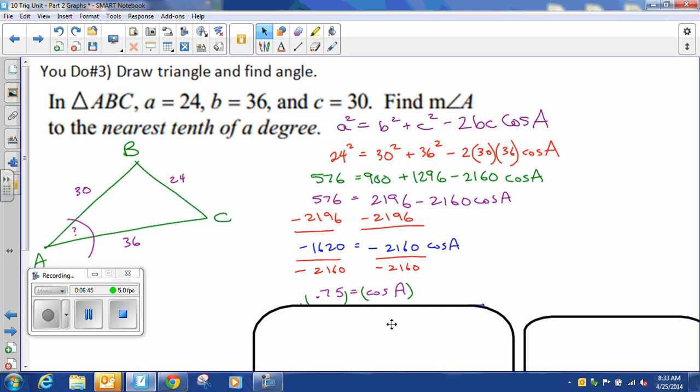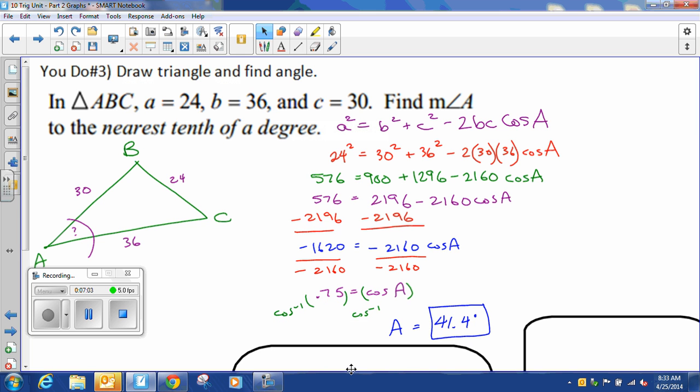And when you plug this in the calculator, you end up with 0.75, 75 hundredths, equals cosine A. Now, because they're actually asking for what the angle is, we need to take the arc cosine of both sides, or the inverse cosine. So put that in the calculator, and A is approximately 41.4 degrees.